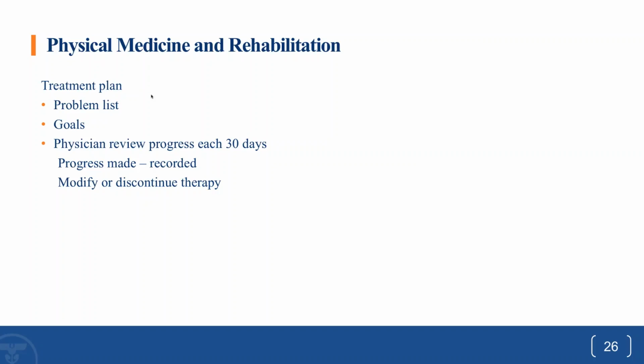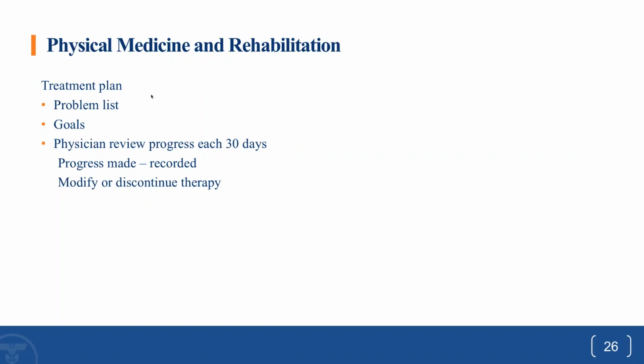CPT code 97005, right? That's for athletic training evaluation, or sometimes they'll come back for a re-evaluation, and that would be CPT code 97006. So 97005 for the initial, 97006 for the re-evaluation. And remember, those two are in reference to athletes.